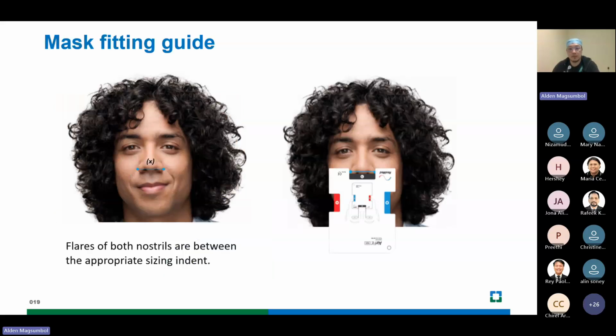Now let's dive into mask fitting. For the nasal mask fitting template or fitting guide, you want to align the sizing guide under the nose so that it flares on both nostrils between the appropriate sizing index. But if you think your patient is between sizes, maybe small or medium, the recommendation is to go with the larger size as it will be more comfortable for your patient.